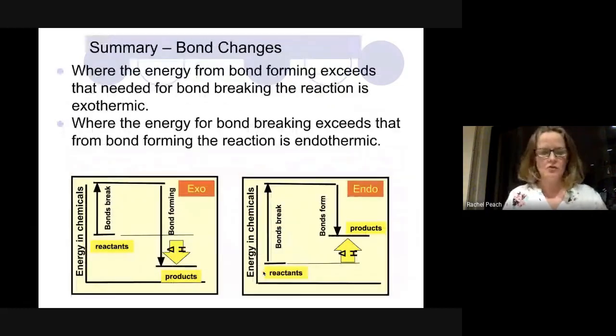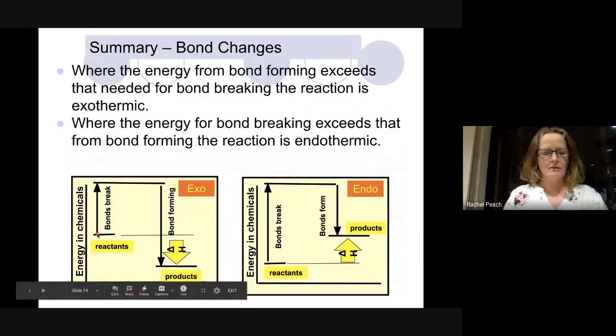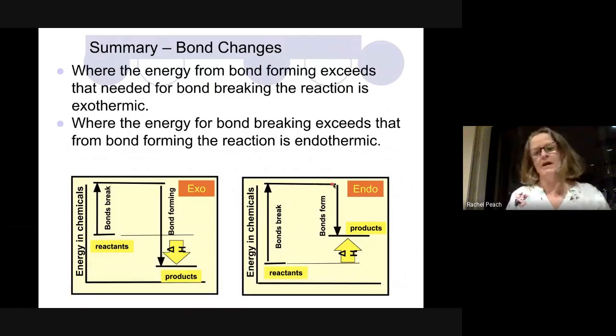This summarizes it overall. Exothermic reactions, you break bonds and release lots of energy when you make new bonds. Endothermic reactions, you break the bonds but give out less energy when you form the new bonds.